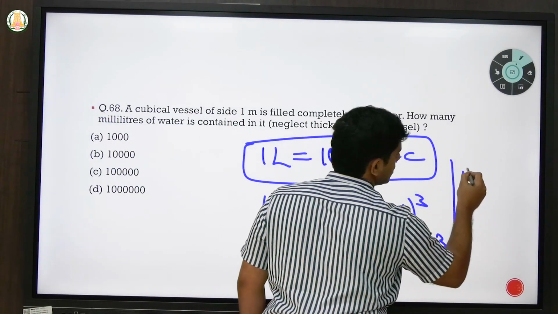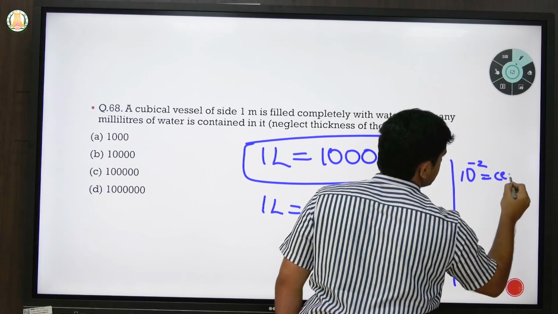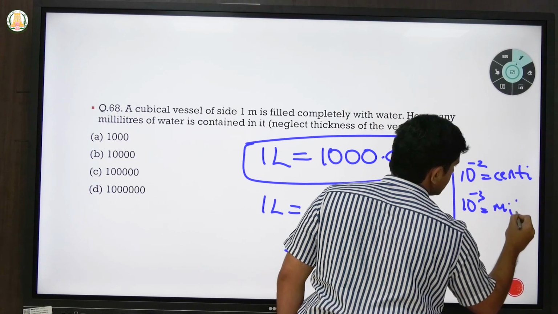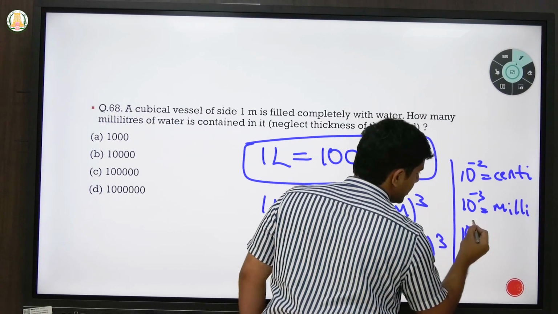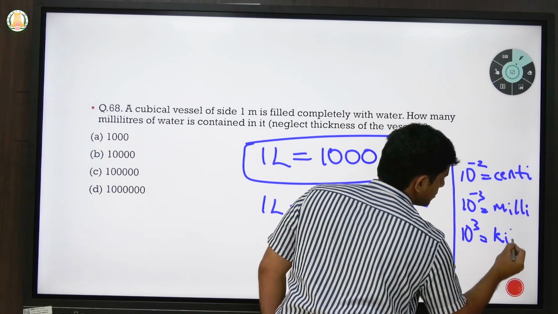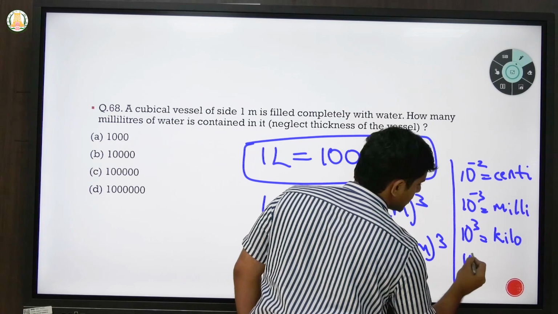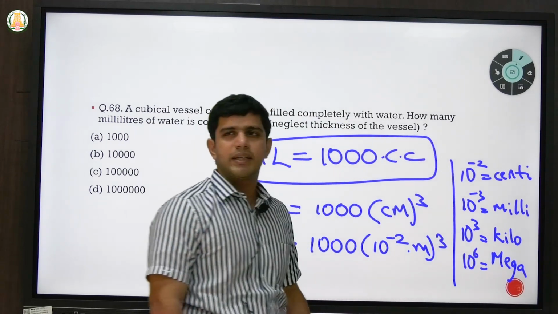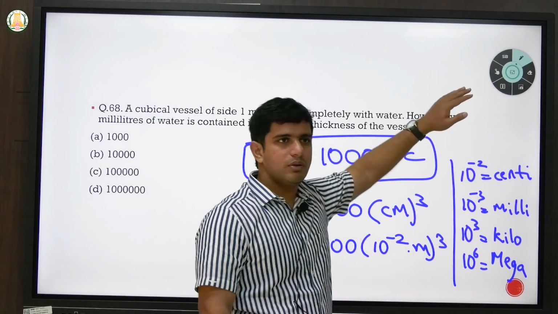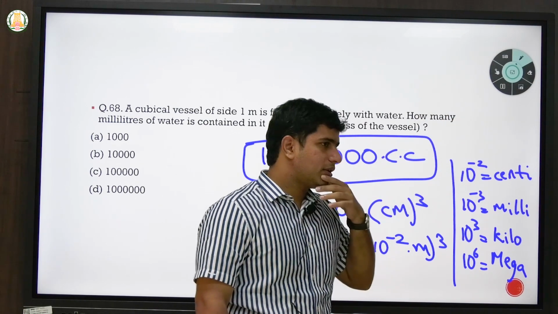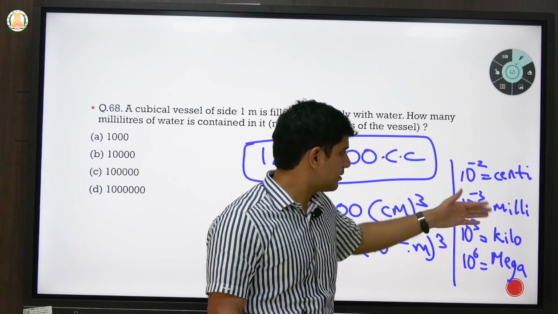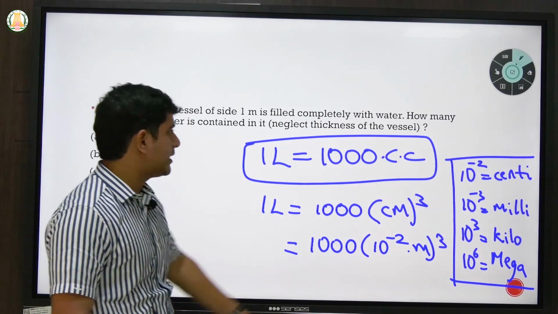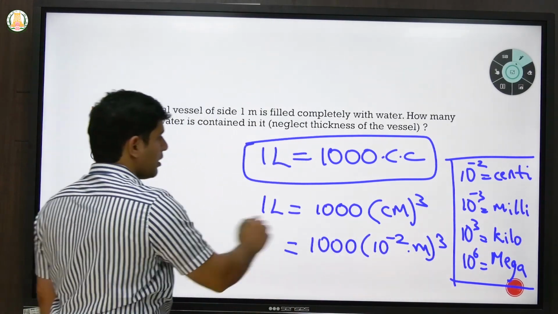I'll just write it here. Milli. And similarly, when you say 10 power 3, it is kilo. Okay. Then 10 power 6 is mega. Like that you have pico, femto, and you have zillion, trillion, I mean you have other numbers also, but basically these are the things which you will need in the exam. 10 power minus 2 is centi, 10 power minus 3 is milli, kilo and mega.